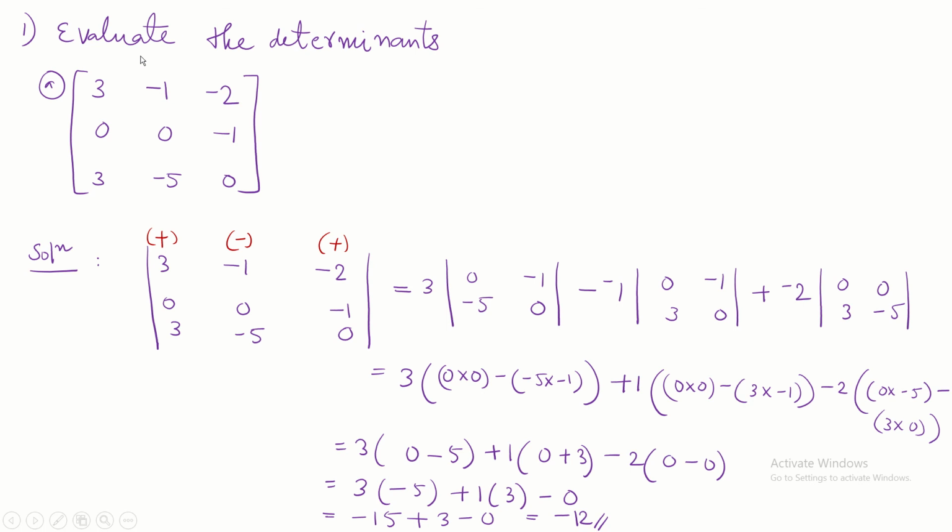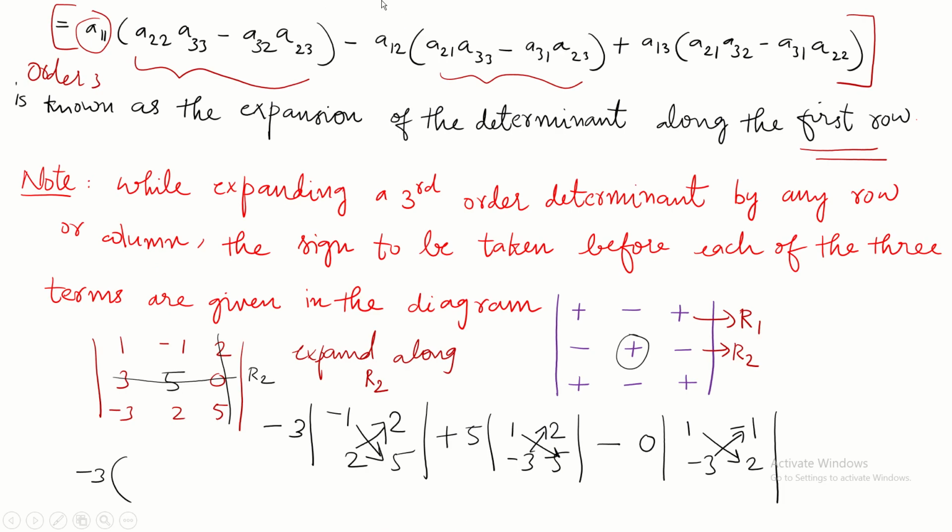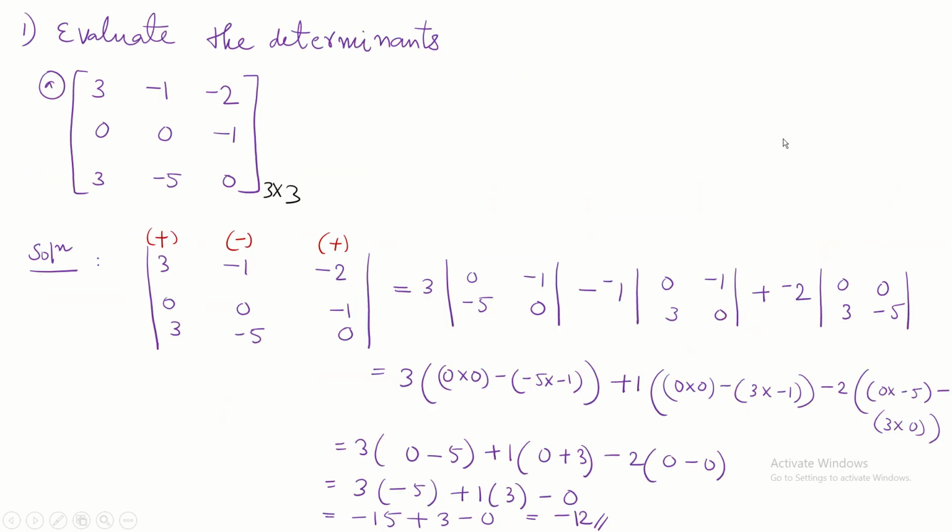So here, see the question. Evaluate the determinant. You have the matrix 3 -1 -2, 0 0 -1, 3 -5 and 0. So in the square bracket you have to remove and be replaced by a vertical line. So after that, this is a 3/3 matrix. So you have to do it using this formula. Okay. So here I'll write the matrix as it is.